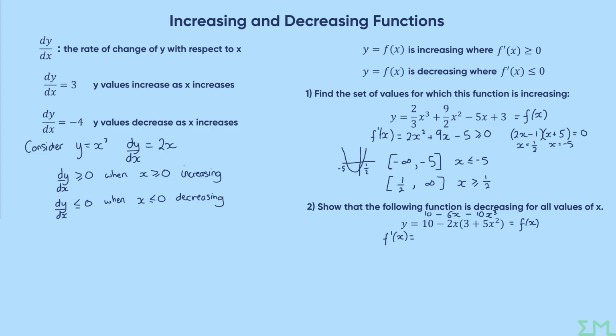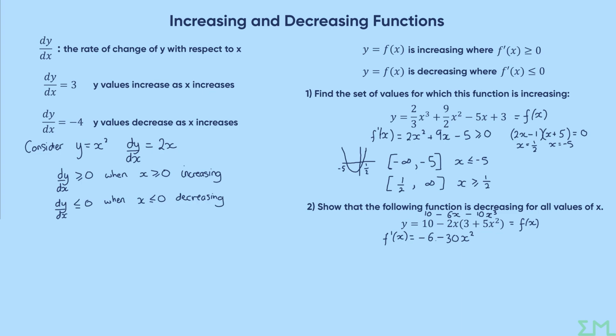So let's go through and differentiate. The 10 differentiates to 0, then I'm just going to get a minus 6 from the minus 6x. And bring the 3 down, I'm going to get minus 30x squared. And I want to show that this is decreasing for all values of x. So what I'm aiming for is to be able to say with confidence that f dash of x is less than or equal to 0, no matter what value of x I put in.